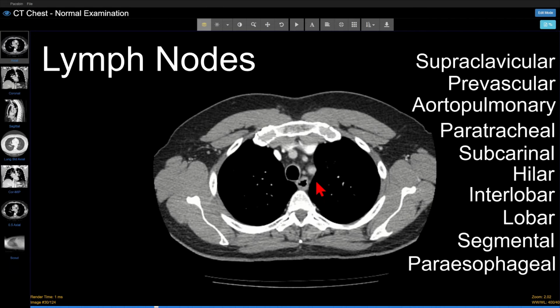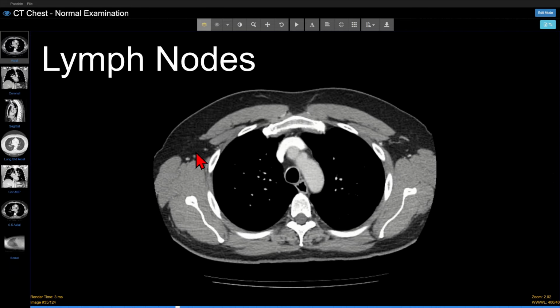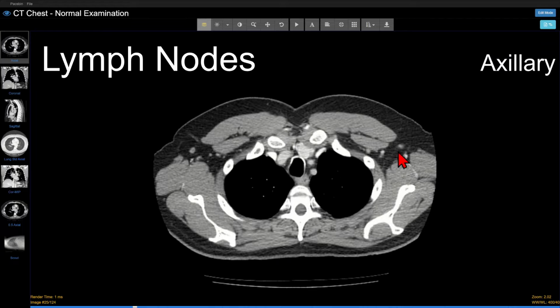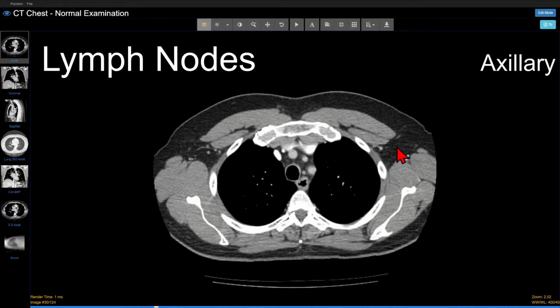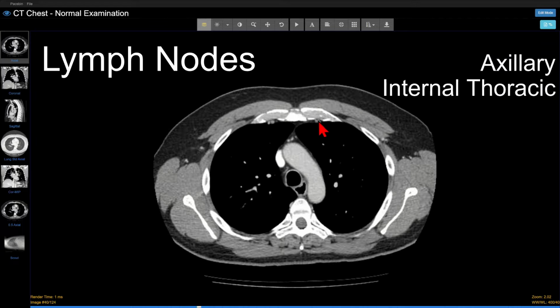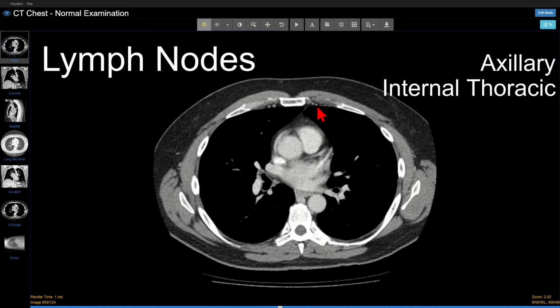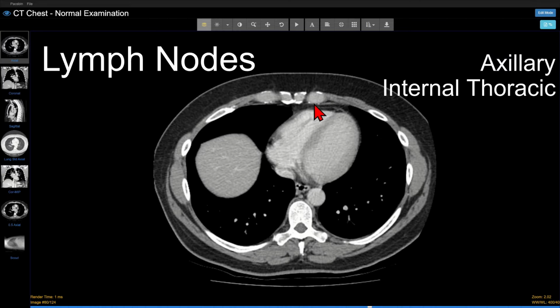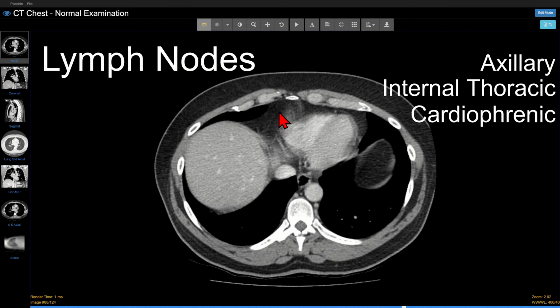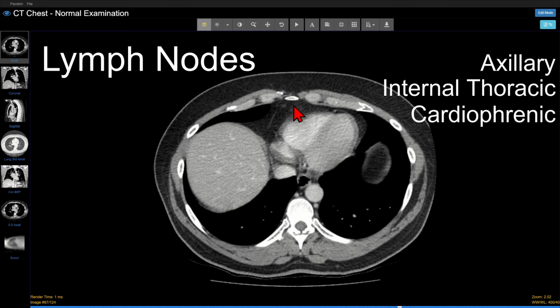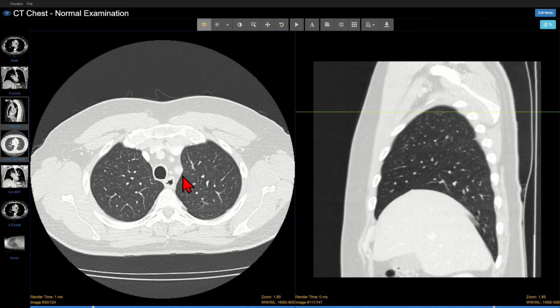Other important lymph nodes to be aware of in the chest include axillary nodes, bilaterally, internal thoracic nodes along the internal thoracic chain, and cardiophrenic nodes down here. Okay, so let's move on to the lungs themselves.